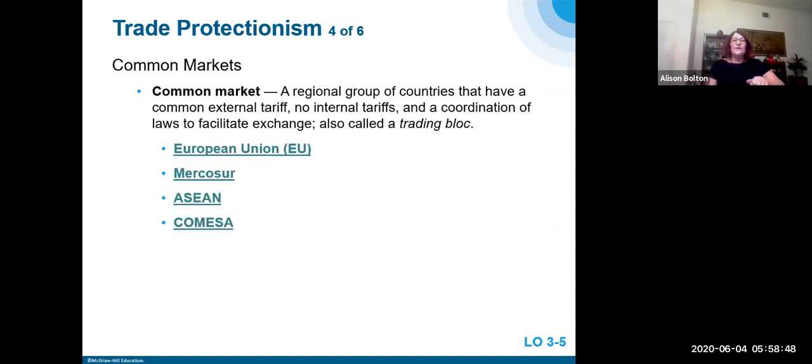All right, so here we are, the common market. And that is countries that are broken down into what's called trading blocks. So you have the European Union, the EU, Mercosur, and I'll just spell it out, it's ASEAN, and then COMESA. And each one involves countries within regions. Let's take a look. I think I have a map.